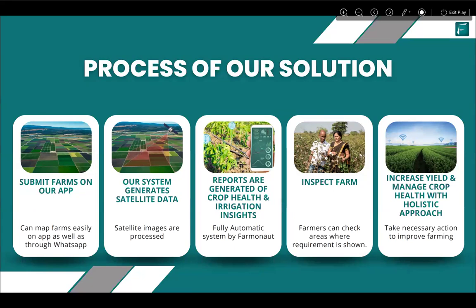It's very easy. What you need to do is first submit the farms on the application. What I mean by submitting the farms is, you need to do the geotagging. You need to provide the boundary of your farms, because when the satellite visit happens, we will be able to give you the data of that particular patch. So you can easily add the farm on our application.